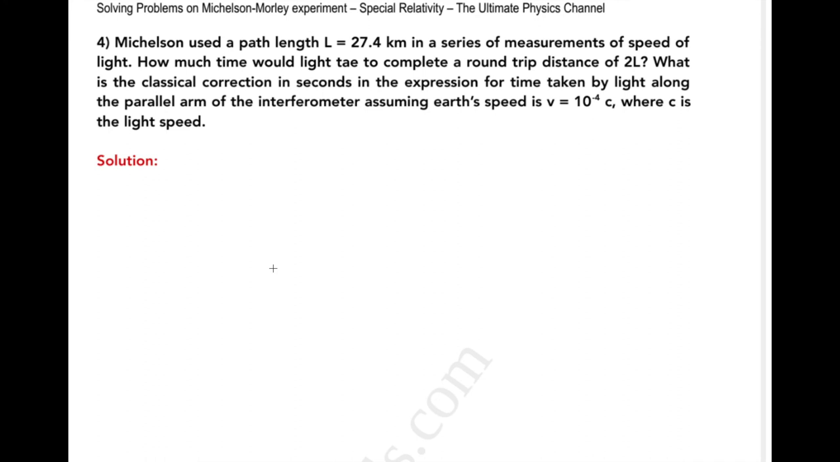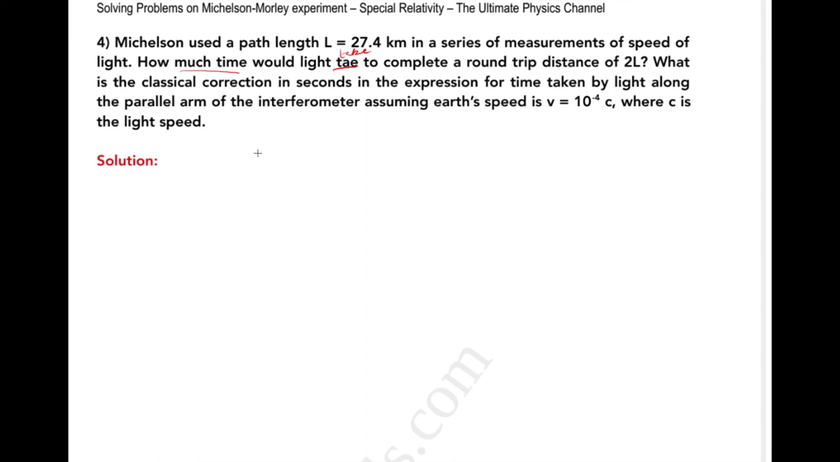How much time would light take? There is a small typo there. That is "take" here, right? To complete a round trip distance of 2L, that is back and forth, how much is the total time? That is the question. What is the classical correction in seconds in the expression of time taken by light along the parallel arm of the interferometer, assuming Earth's speed is V equal to 10 power minus 4 times the speed of light C? That C is the light speed.